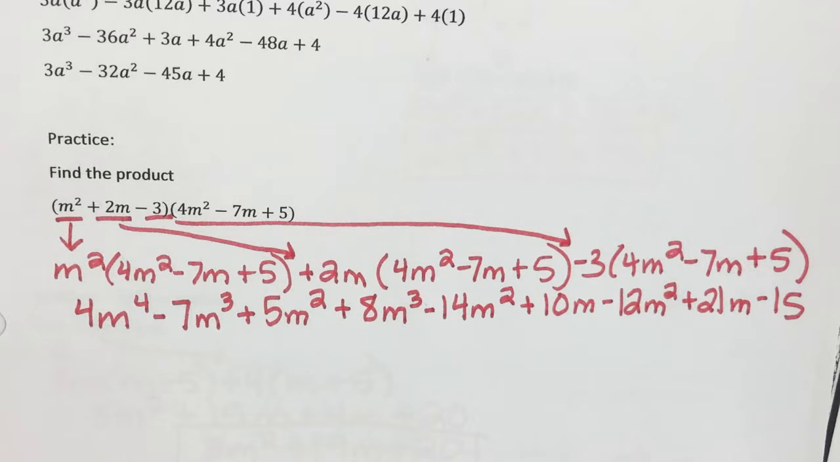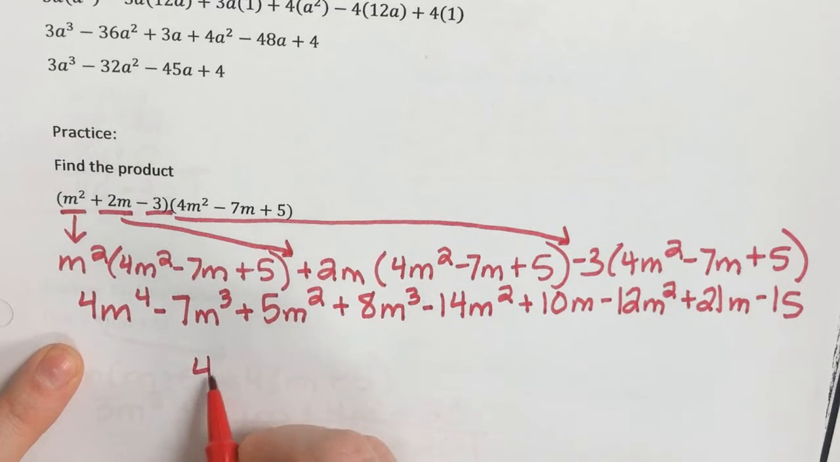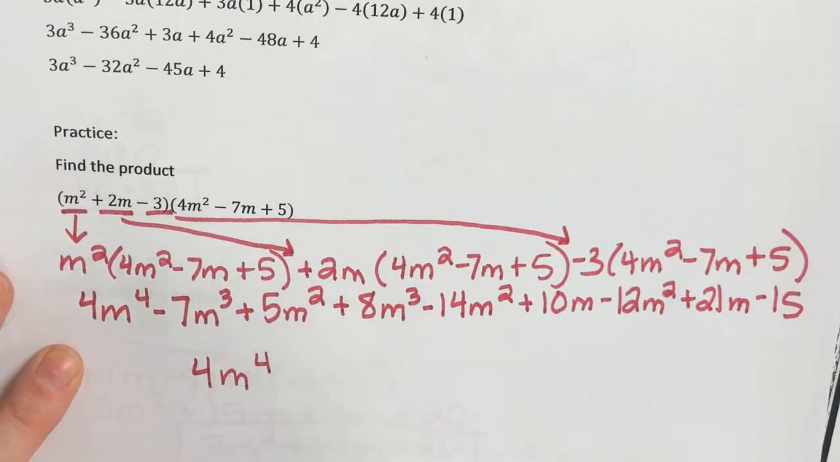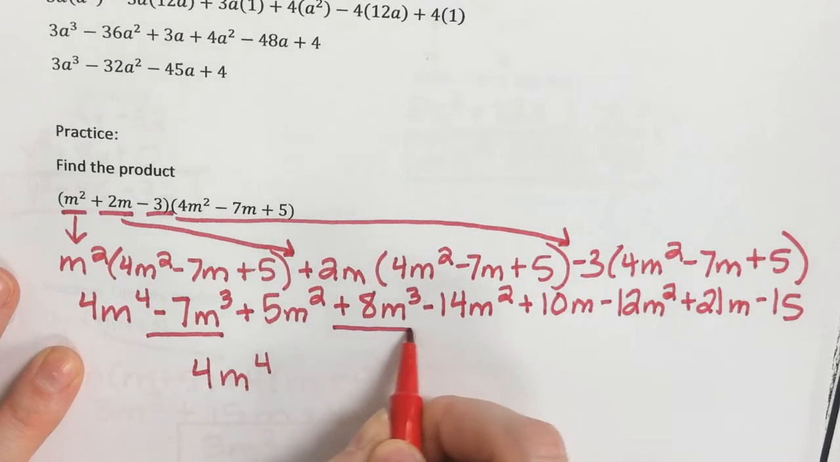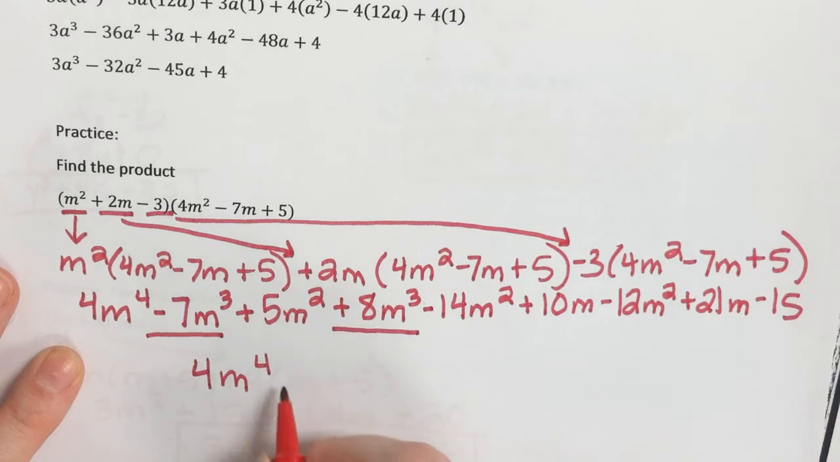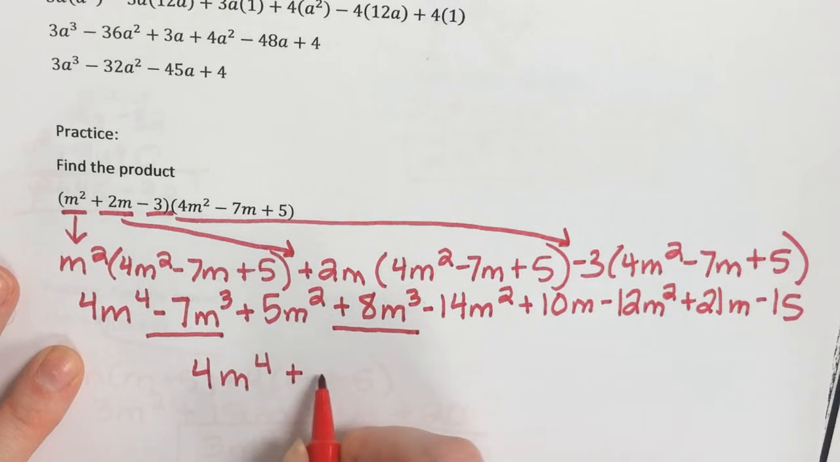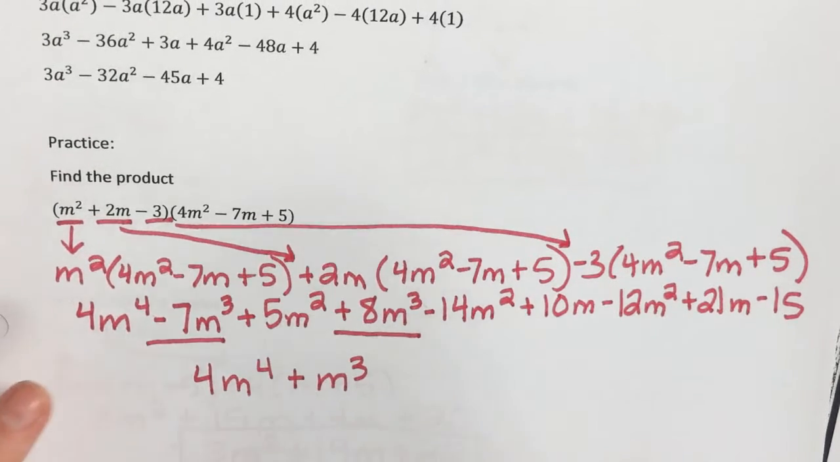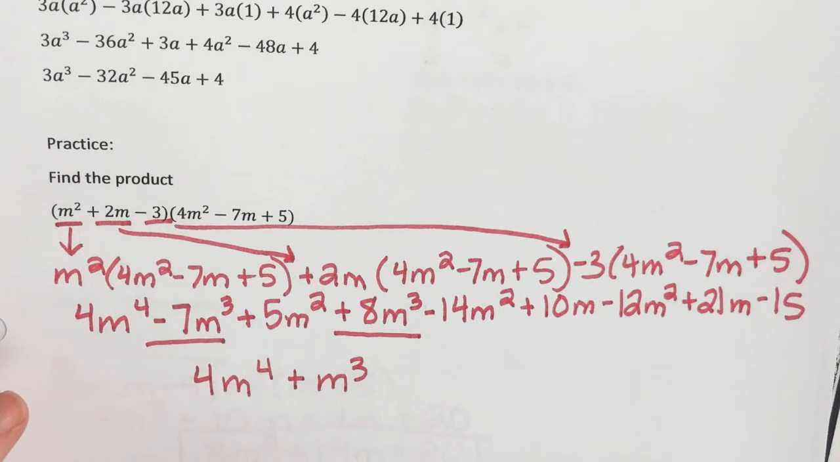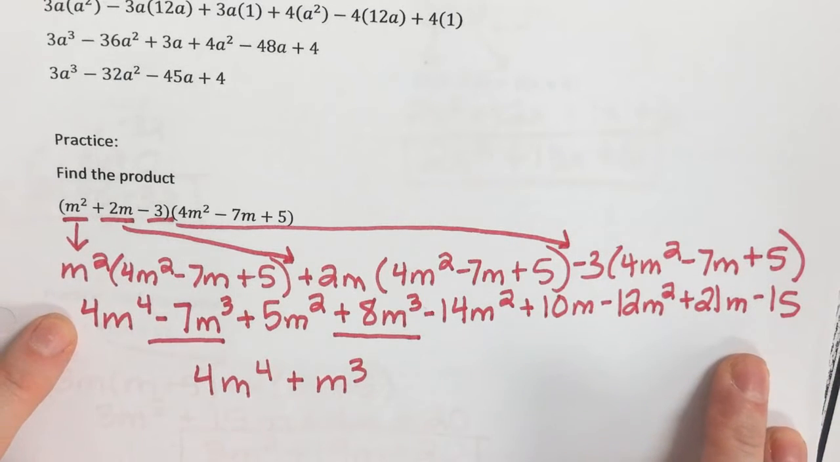Good so far? Okay. So remember, we're writing this in standard form as we go. So at first I have 4m to the 4th, and then I can combine negative 7m cubed plus 8m cubed, and that is 1m cubed. You see how I underline these, or if you want to like mark them out as you go, it's a good idea when they get this long. It helps you not leave anything out.